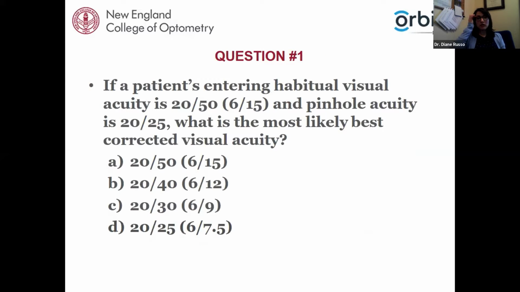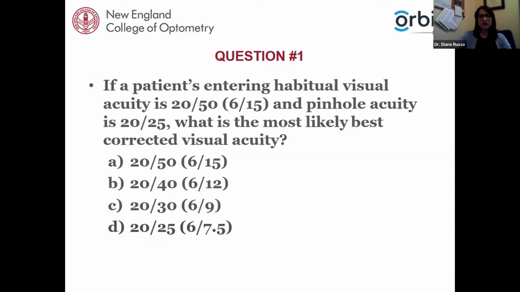So we have our first question here. And this is based on what we just talked about with the pinhole acuity. So if a patient's entering habitual visual acuity is 20/50, and you pinhole and the pinhole acuity is 20/25, what is the most likely best corrected visual acuity? And again, thinking about this is just sort of in the neighborhood. It may not be exact, but using the pinhole acuity, you're able to get a sense of what the patient's best corrected vision could be.